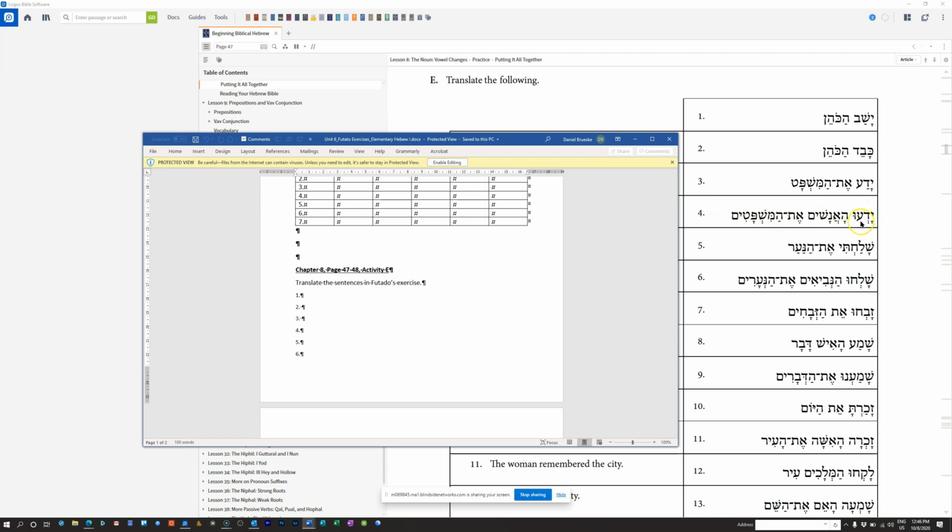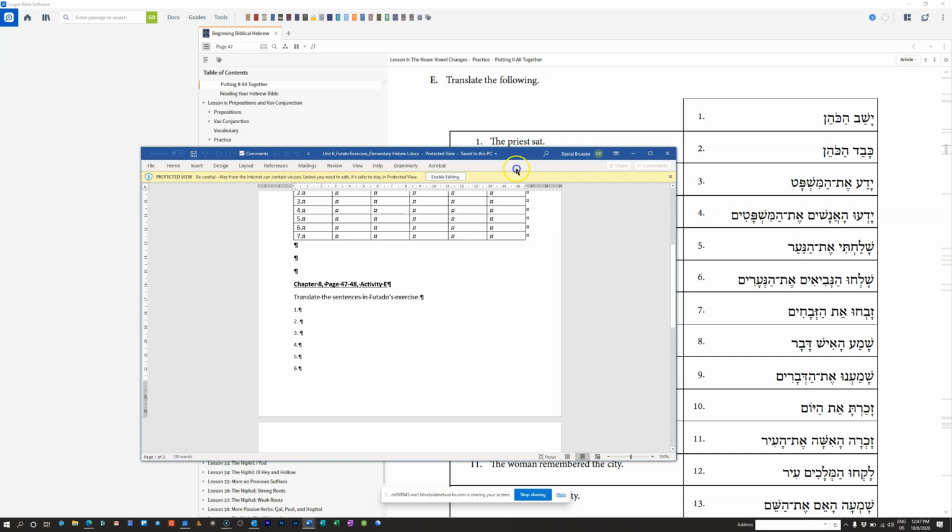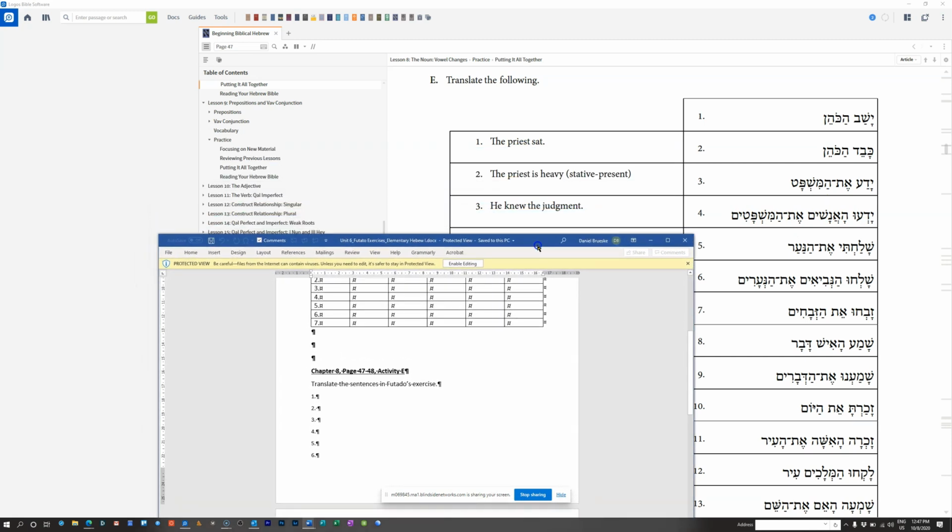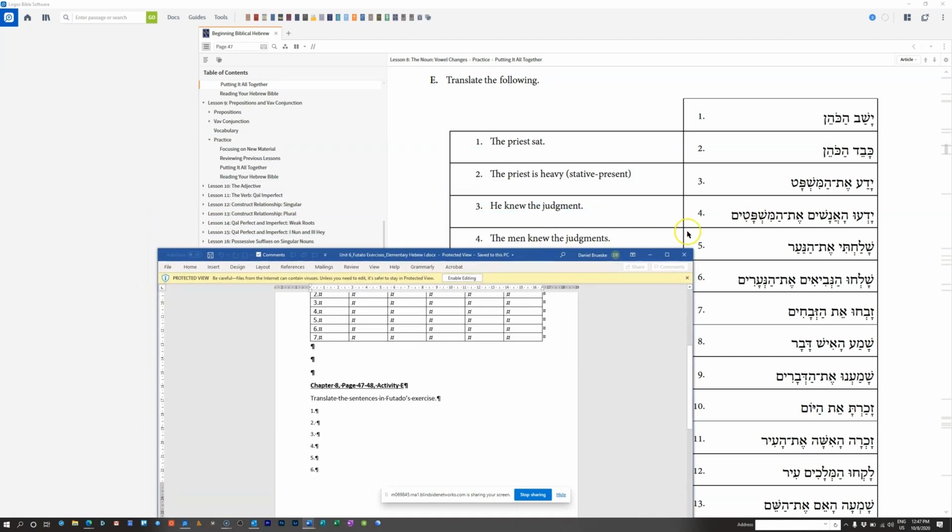So if yada is he knew, yad'u would be they knew, but we replace the pronoun they with the explicit subject here, ha'anashim. The men knew. What did the men know? The men knew the judgments. So here we have hamishpat, but it's plural, hamishpatim. All right, so the men knew the judgments, or the men knew the decisions. There we go. The men knew the judgments.